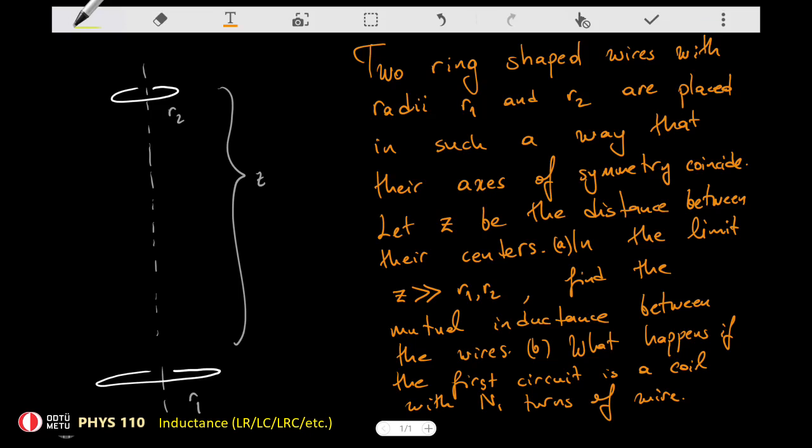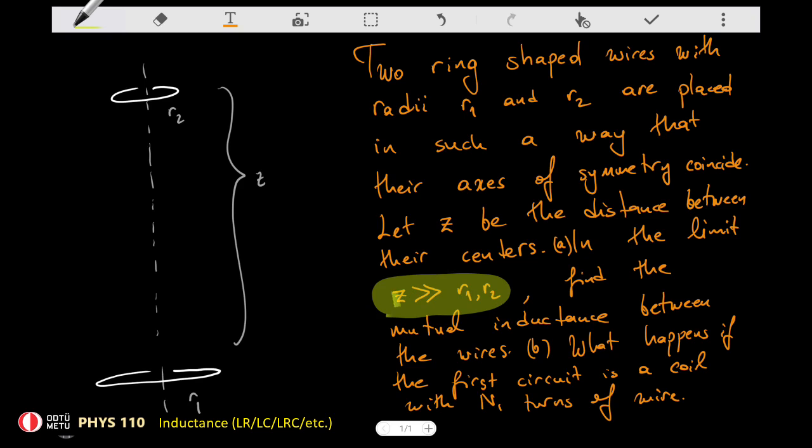As an example of calculating the mutual inductance between two circuits, let's just think about two ring-shaped wires. They are placed in such a way that their axes of symmetry are the same. They are coaxial, basically. Z is the distance between their centers, and I'm going to assume that this distance is much larger than their radii.